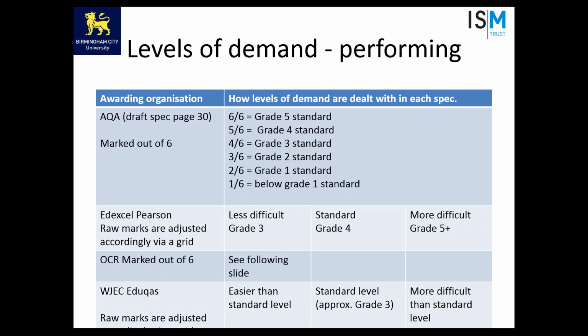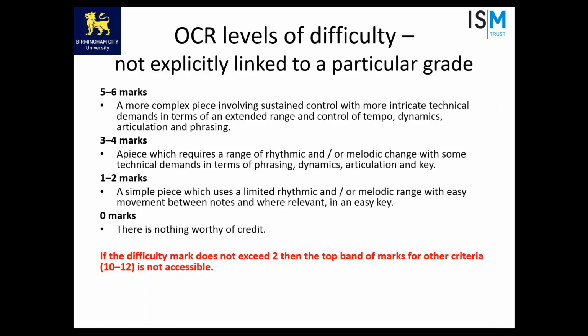OCR I've got on the following slide because it's quite confusing. The Welsh board have got easier than standard, and more difficult than standard. Now this is quite interesting, because if you look at what standard is on Edexcel, they say grade 4, and then grade 5 plus, more difficult. The Welsh board says standard level, grade 3 approximately, and then more difficult than standard. So one would assume it's kind of grade 4 plus. So I think there is still a little bit of teasing out to be done here, but it's certainly something that you need to think about very, very carefully when you think about the pupils that you've got.